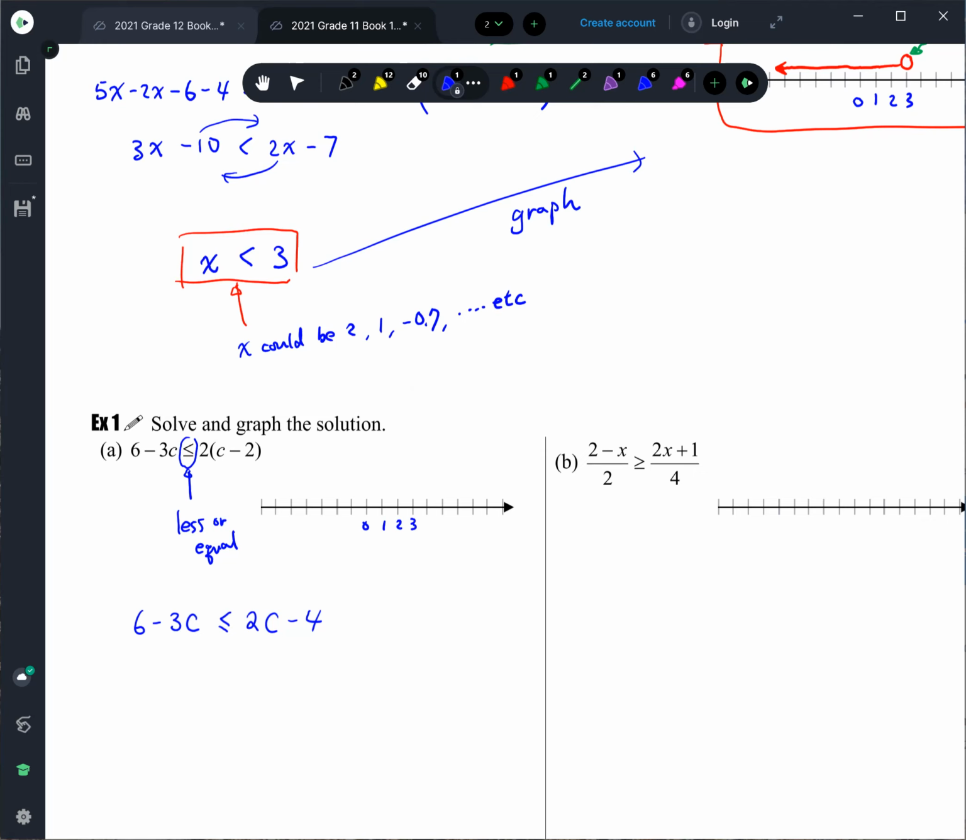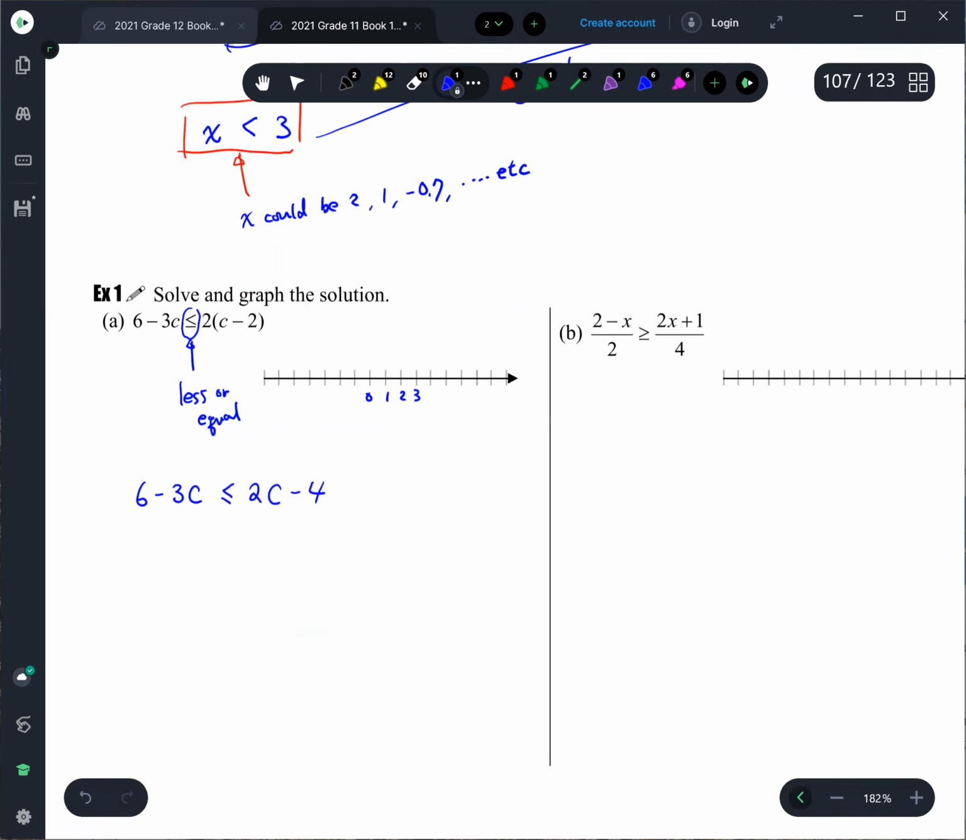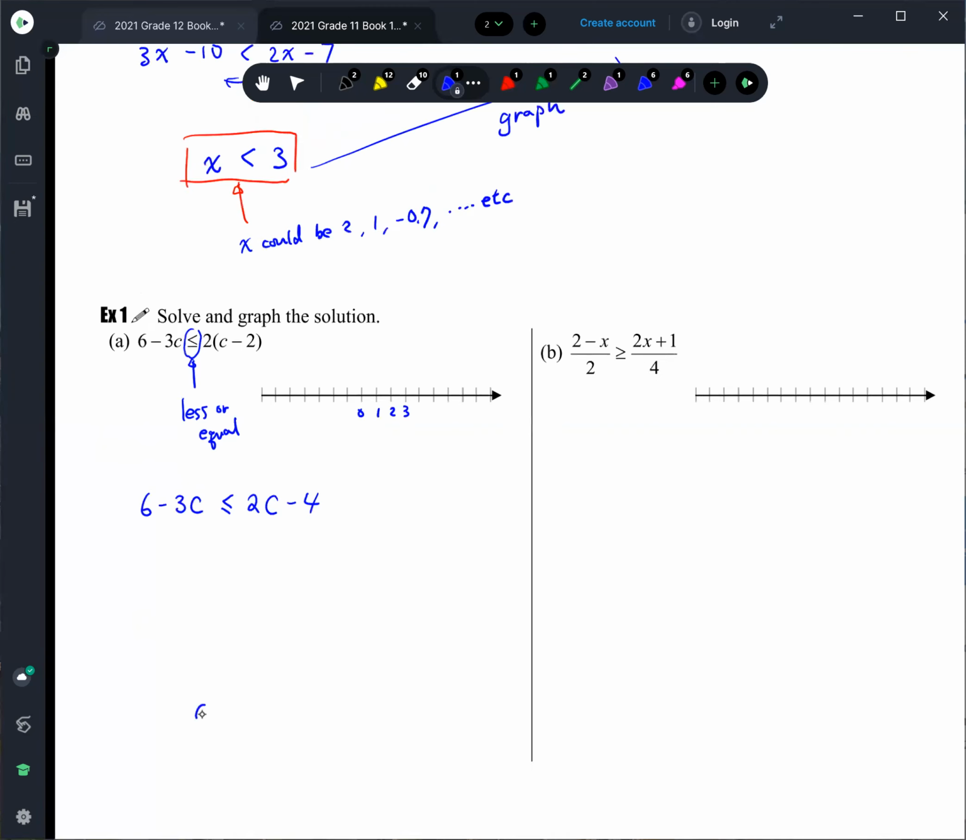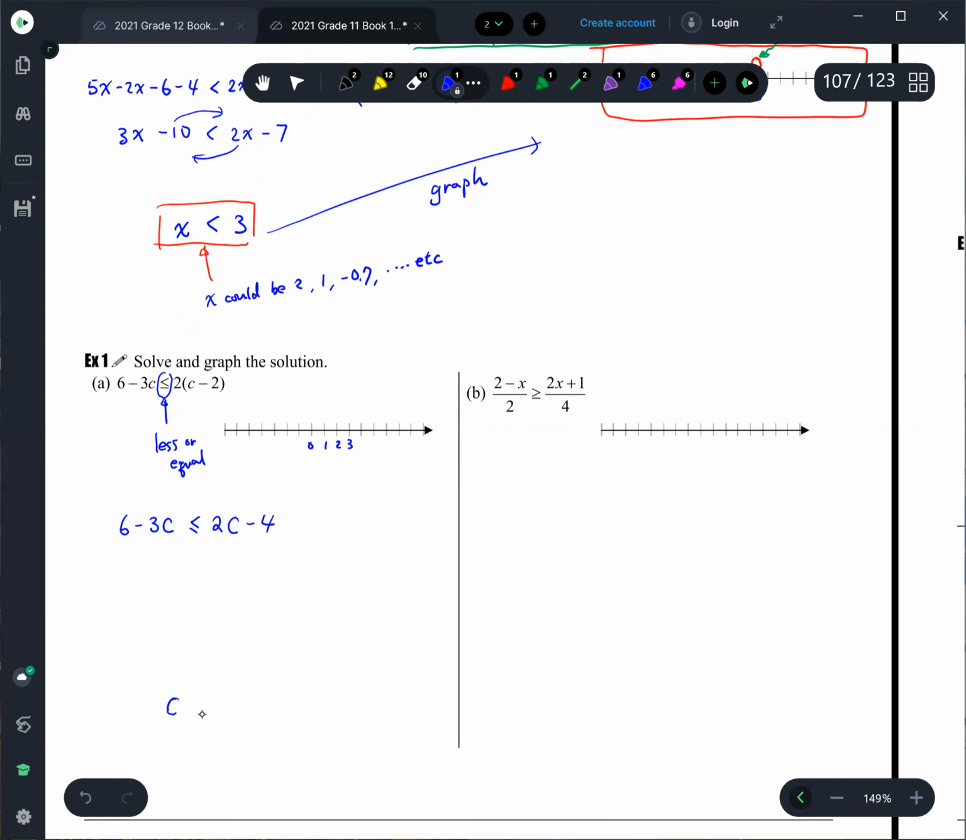Okay, Tony, what's your answer? I haven't finished. How about you, Mackenzie? I got 2 less than or equal to 2. Let me write it down. It says C, less than or equal to 2. Okay.